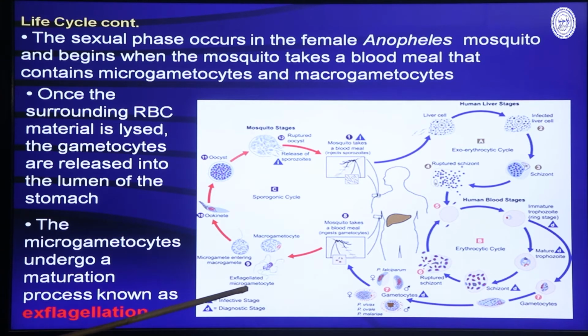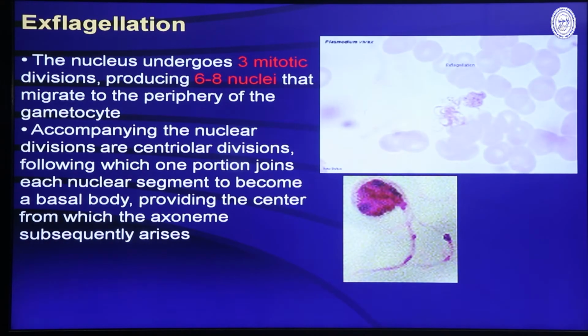You can see in picture number 9 the exflagellation of the microgametes, and the macrogametes are here. Just like sperm production, the flagellation occurs, whereas the macrogametes are much larger and stationary. Now the nucleus here undergoes 3 mitotic divisions. They have to attain n number of nucleic material, so they undergo 3 mitotic divisions, producing 6 to 8 nuclei that migrate to the periphery of the gametocytes.